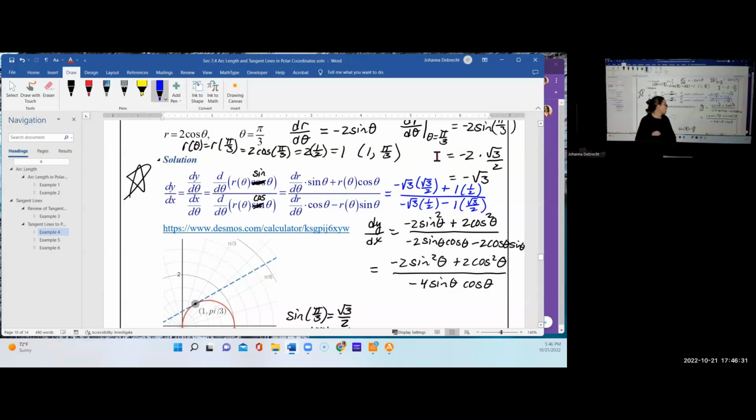Radical 3 times radical 3 becomes a 3. So this gives me -3/2 in the numerator, and I've really scrunched up my work here. Don't do this if you're my student. I will nail you to the wall for it.